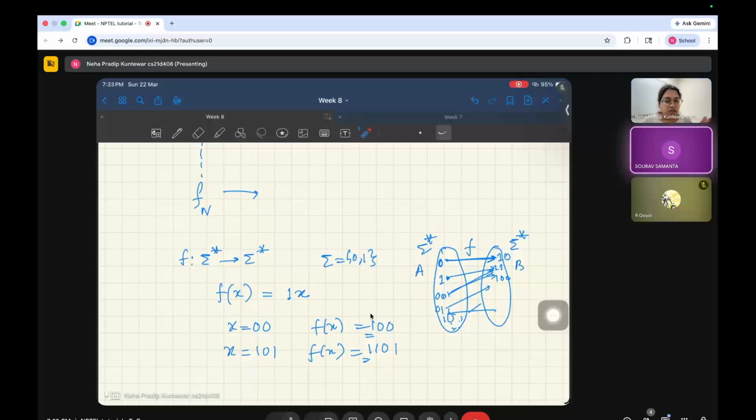Okay, ma'am. This is a mathematical mapping function like that. Yeah, exactly. It's the same function, the same definition.